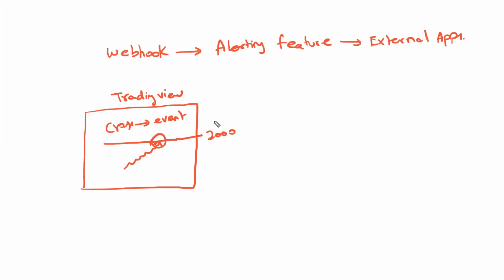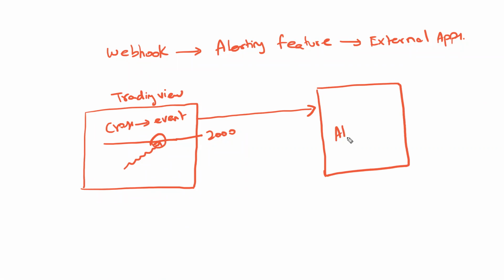When this event occurs, I want to transfer my information, saying a crossover happened. I want to alert my application. In my case, my application is Algomojo. That Algomojo, in turn, will place orders to your broker. So the communication from TradingView to Algomojo happens via webhook.